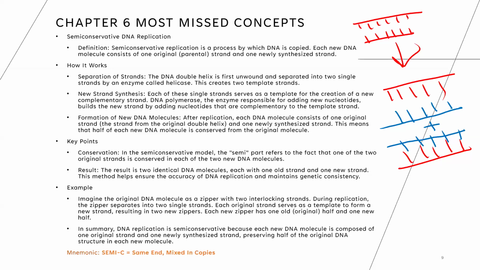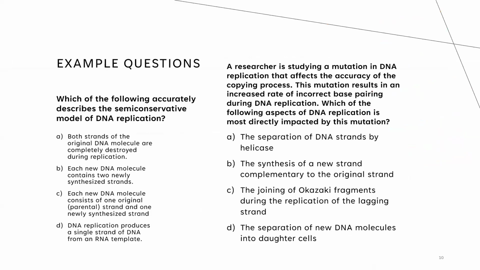Same refers to the fact that each new DNA molecule retains one of the original strands, right? End will be how replication maintains the end or the structure of the original strands when it is replicating. Mixed is indicating that each new strand is going to be an old and a new together. The N is going to be the process of incorporating the new strand with the old strand. And the copies is just talking about a copy. You're making a copy. Okay. So I don't know if that helps, but there it is. That's our little memory thing there.